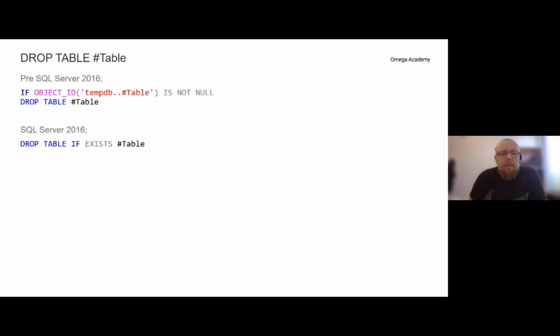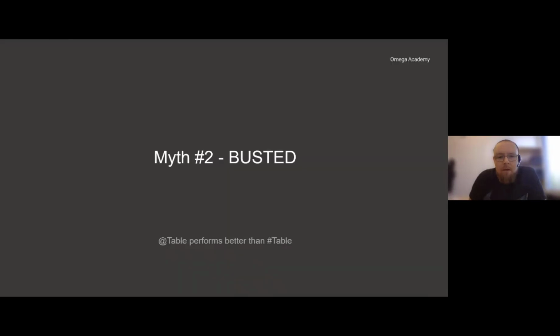One thing that people might not be aware of when it comes to these hash tables is that it's much easier from SQL Server 2016 and onwards to drop table if exists. Before 16, you had to do this if object ID, tempdb, yada yada, and drop table. Quite annoying. So myth number 2 is busted. The declarative table will not perform better than the temporary table.